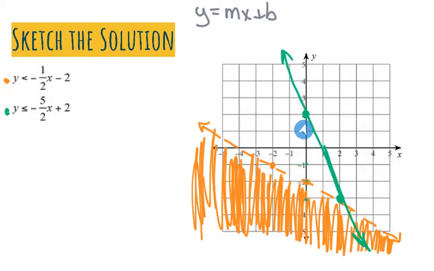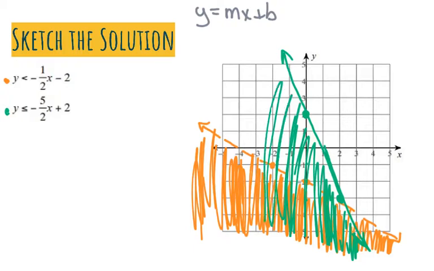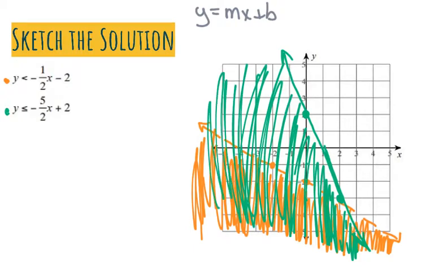The other option is looking where it crosses the y-axis. Y has to be less than. So to be less, it's going to be below. So I know that this is going to be shaded below that line, which is going to be all of this, right? And that would be the solution to my second inequality.